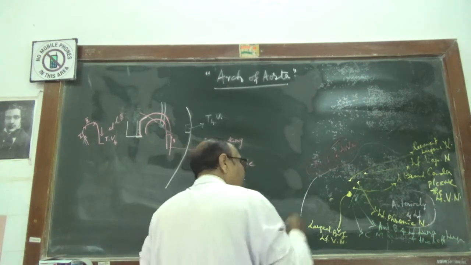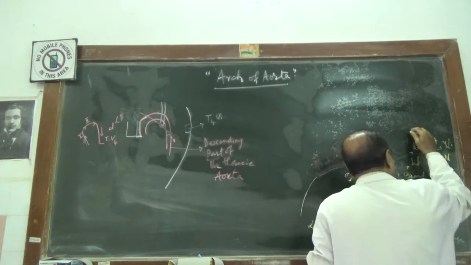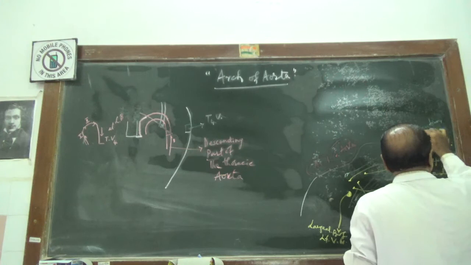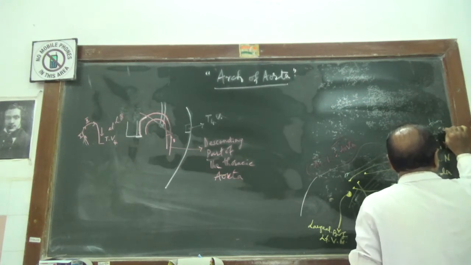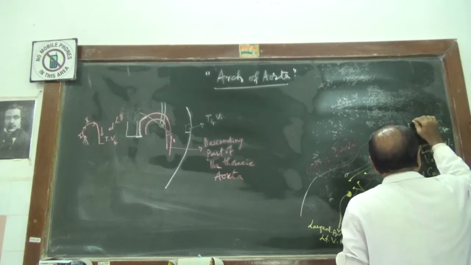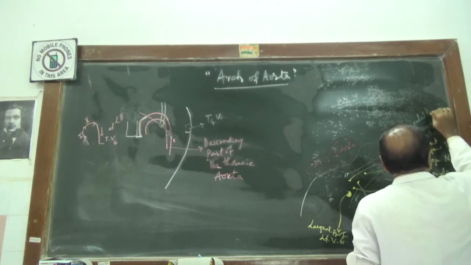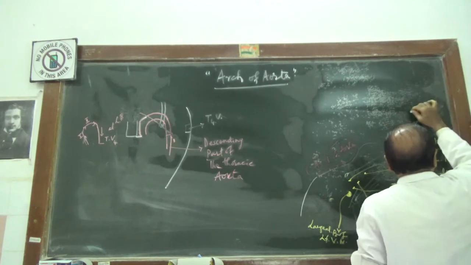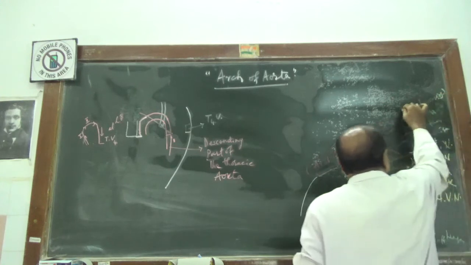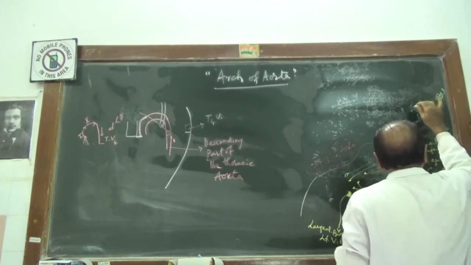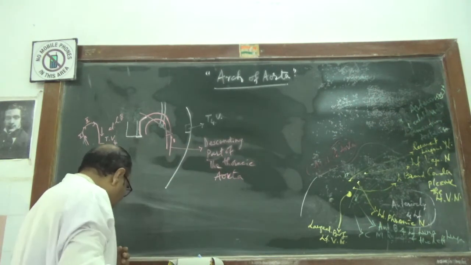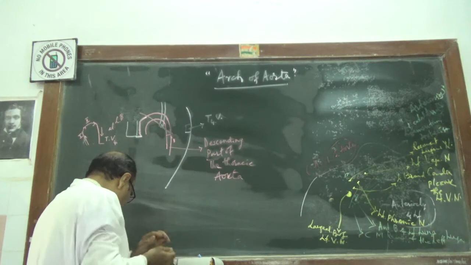That thing is said to be the ligamentum arteriosum. This is also called the patent ductus arteriosus. So this is the other name for that. Patent ductus arteriosus is the other name. So all these things will be there in that part.